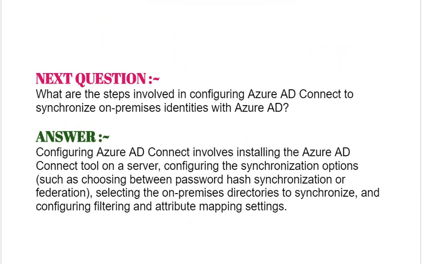Our interview question based on SC-300 is: what are the steps involved in configuring Azure AD Connect to synchronize on-premises identities with Azure AD? Your answer should be: configuring Azure AD Connect involves installing the Azure AD Connect tool on a server, configuring the synchronization options such as choosing between password hash synchronization or federation, selecting the on-premises directories to synchronize, and configuring filtering and attribute mapping settings.